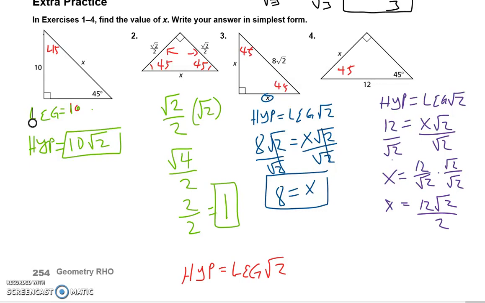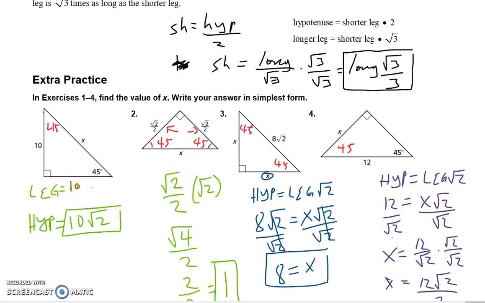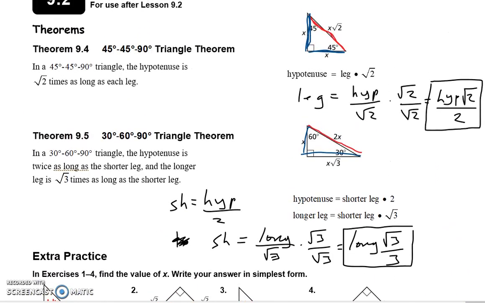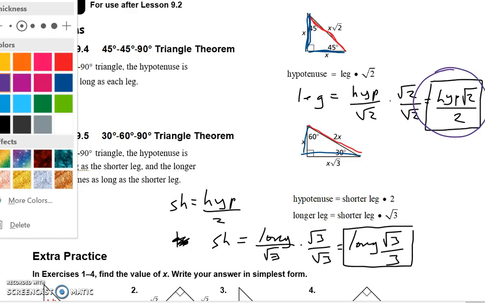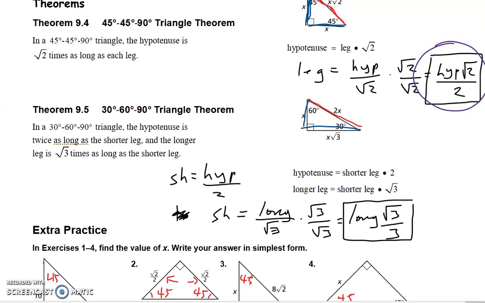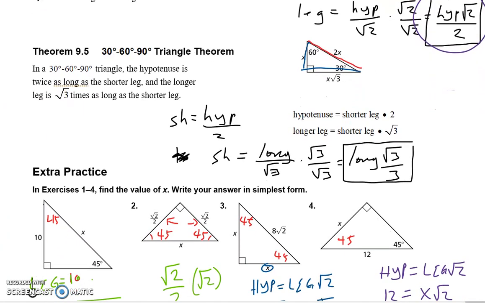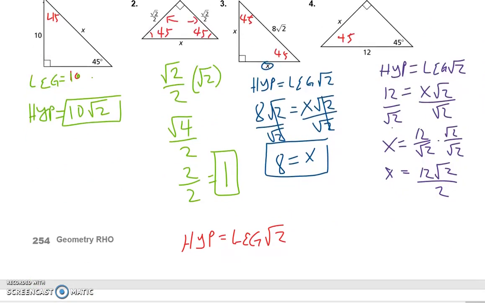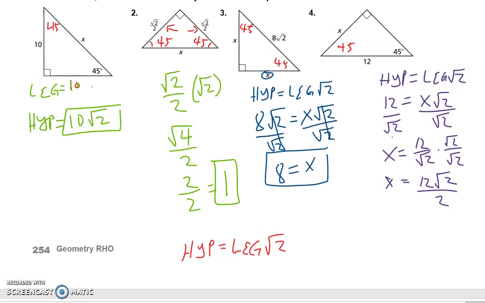Okay, I'm going to show you one more way to do this one. If you want to just use this formula here, leg equals height square root of 2 over 2. So let's come back to number 4.